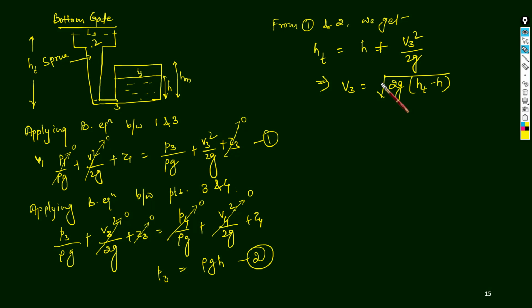Earlier in the top gating system we were getting the velocity as root 2g ht, but this time we are getting root 2g into ht minus h. So can we say that pouring time T in case of the bottom gate system is equal to V divided by the area of gate into root 2g ht minus h. This is the bottom gating system.